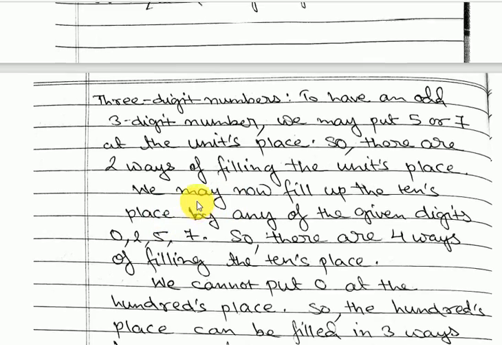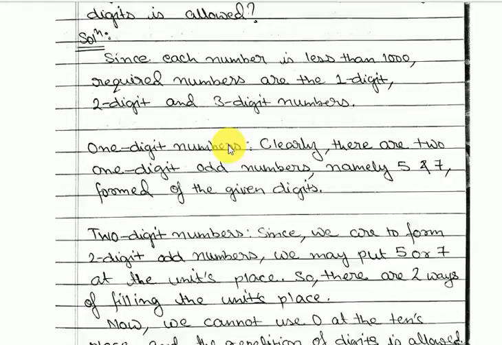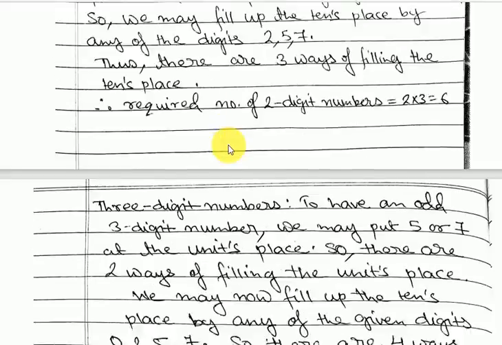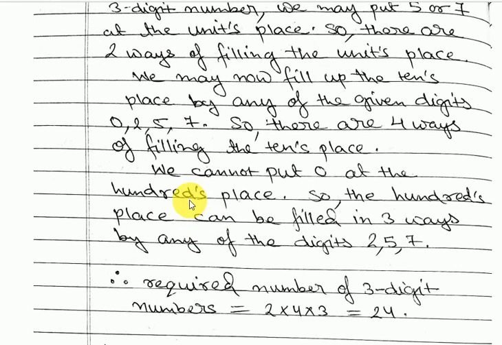So in the tens place I can take 0 also, no problem. Yes, I can take this 0 also. And you know that in this question we are allowed to repeat the digits. So we may now fill up the tens place by any of the given digits 0, 2, 5, 7. So there are 4 ways of filling the tens place. Done. Now next we have to fill the hundreds place.